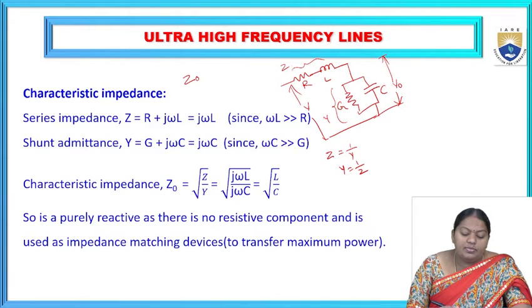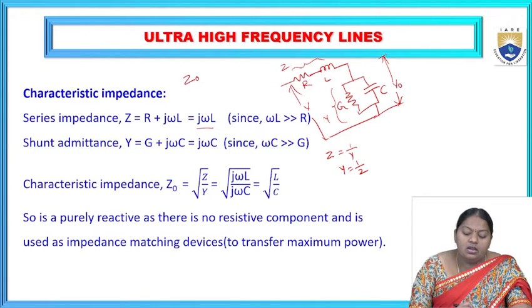Series impedance Z is equal to R plus j omega L, which is approximately j omega L. Why? Because omega L is far greater than R at high frequencies, so the resistance, the power dissipation element, can be neglected. Hence Z is equal to j omega L. According to the circuit elements, R plus j omega L is the equivalent impedance, and if omega L is far greater than R, then Z is given by j omega L.